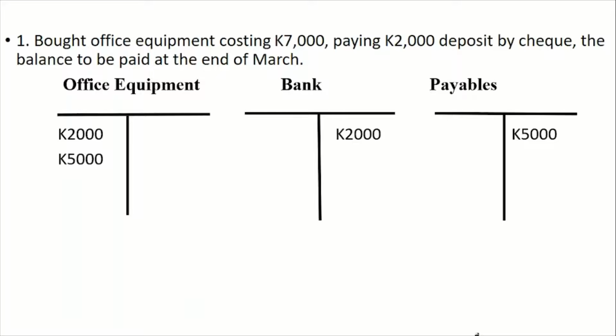But we have made a debit entry on the office equipment account because this is an asset which increased by 7,000. Part of that 7,000 is 2,000 which he already paid, and the other part is 5,000 which he has not yet paid. But the office equipment account still has increased by 7,000. So this is how you record these transactions in the accounts.